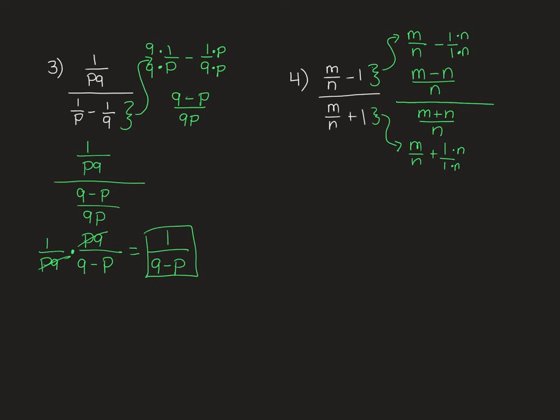We do the keep change flip. So m minus n over n times n over m plus n. These n's will cancel. I cannot cancel anything else. So m minus n divided by m plus n, nothing cancels. Okay, so this is your final answer.